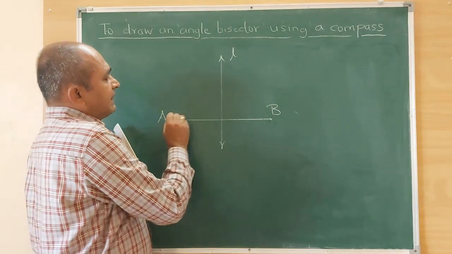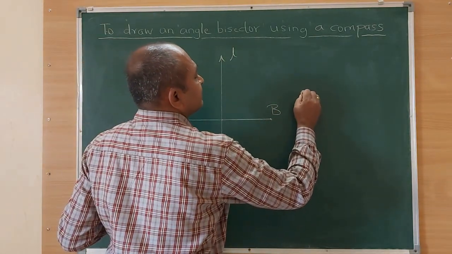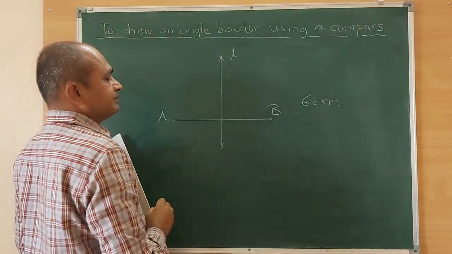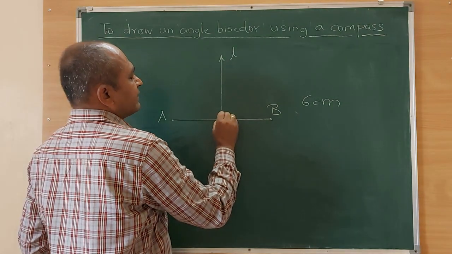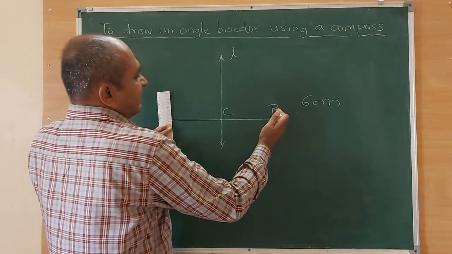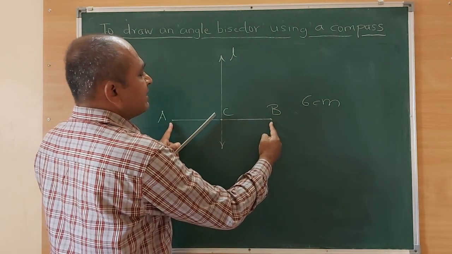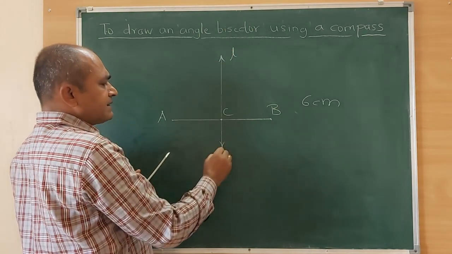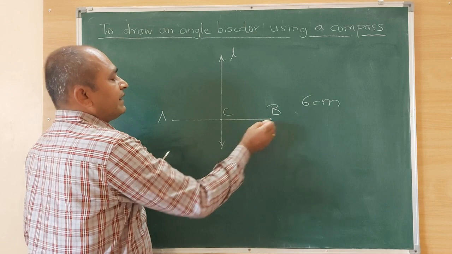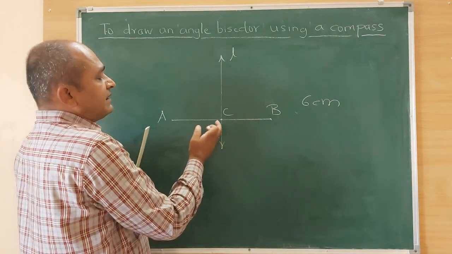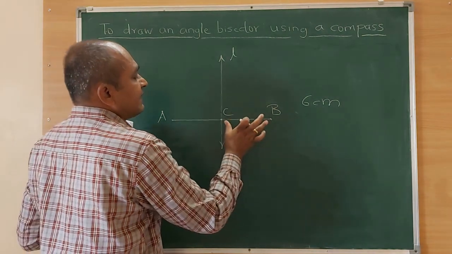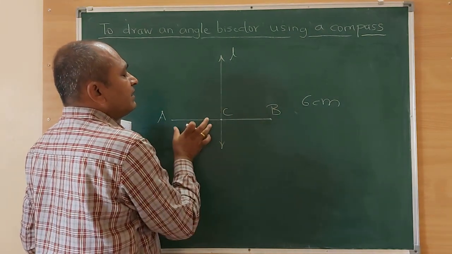And for example, the length of this line segment is 6 centimeter. Let this point of intersection, I will name it as point C. So if the length of this line segment AB is 6 centimeter and this line L is exactly passing through the center of the line segment AB, obviously it will divide this line segment into two equal parts, means AC and CB. These two parts will be equal to each other.